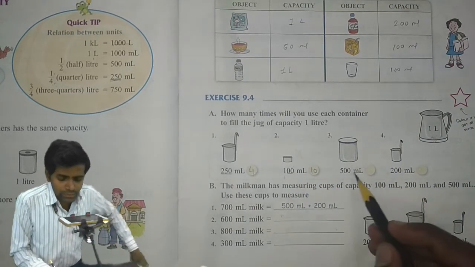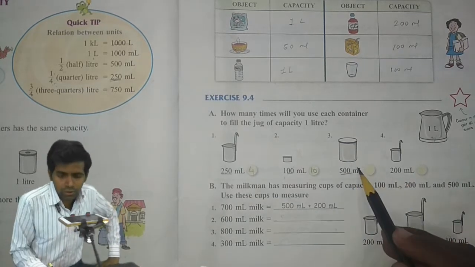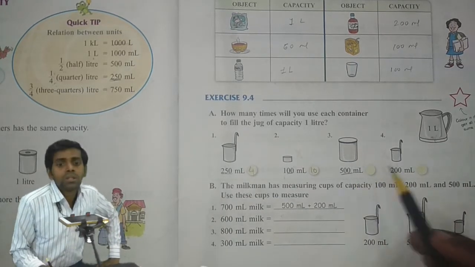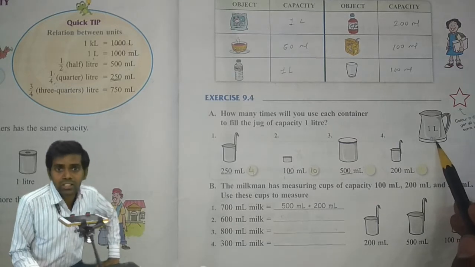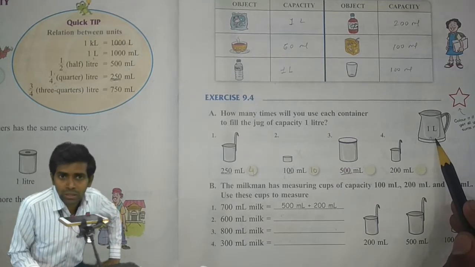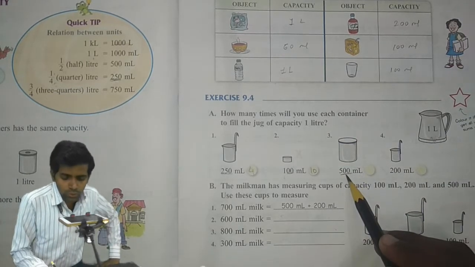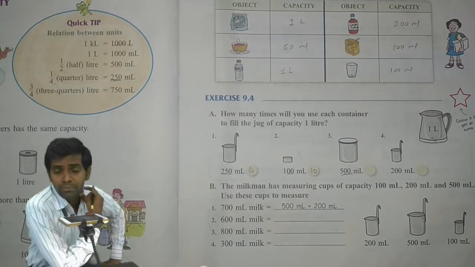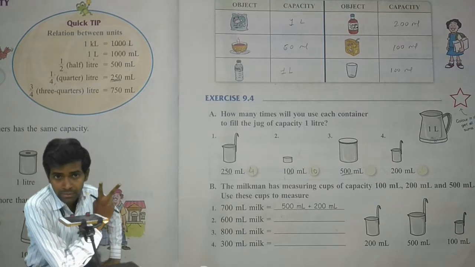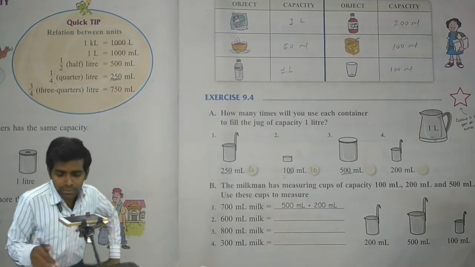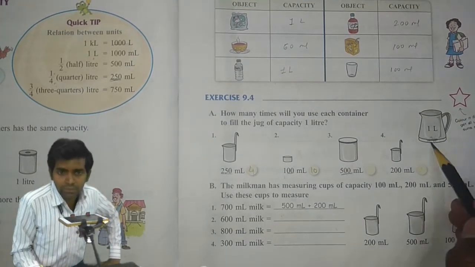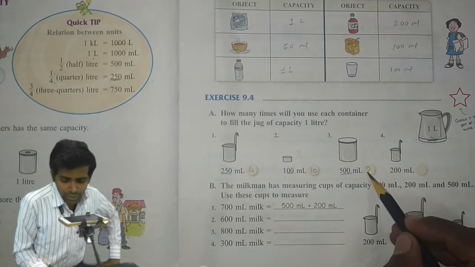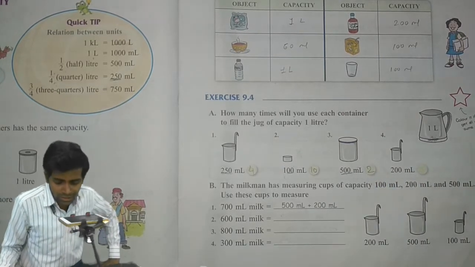Okay, so it is 500 milliliters. This is a container of 500 milliliters, and we have to fill this 1 liter, and we know that 1 liter is equal to 1000 milliliters. So you need 2 times, that is 500 plus 500. जब आप 500 plus 500 दो बार करोगे, that means 2 times. When you will use this container 2 times, then this jar will be filled completely. Okay, so we will write here 2. Understood? I hope you understand.